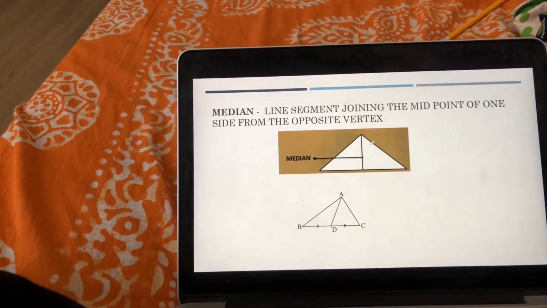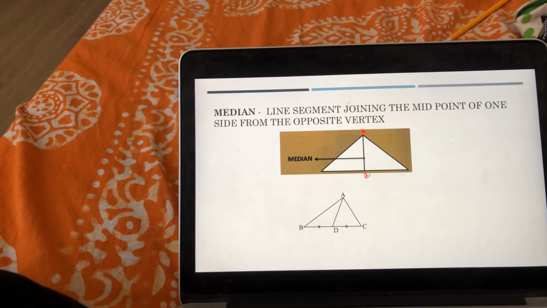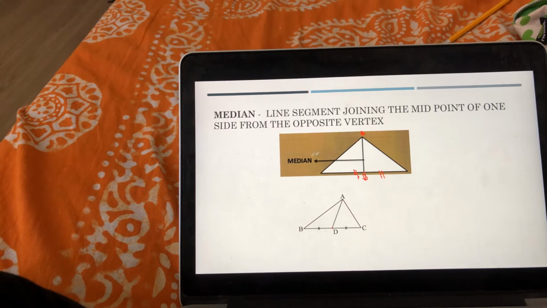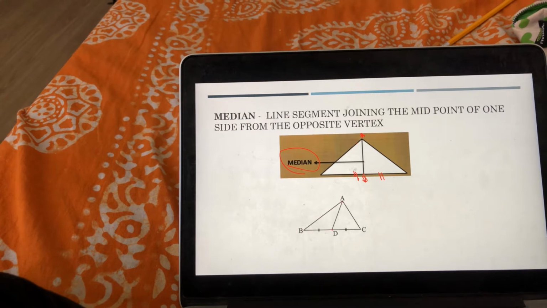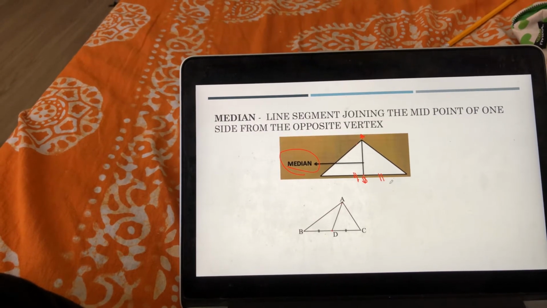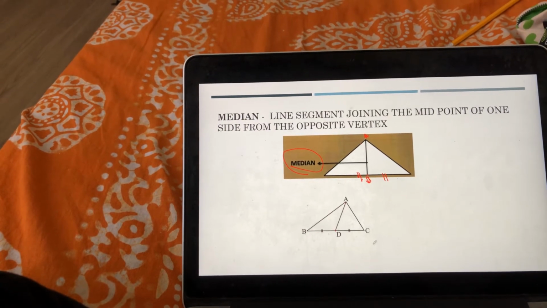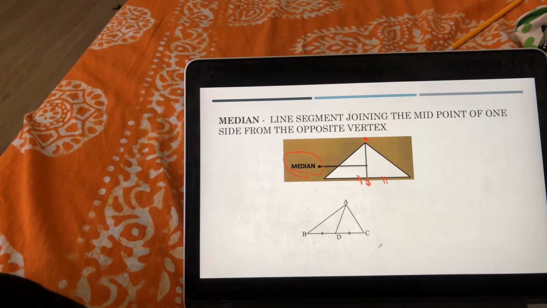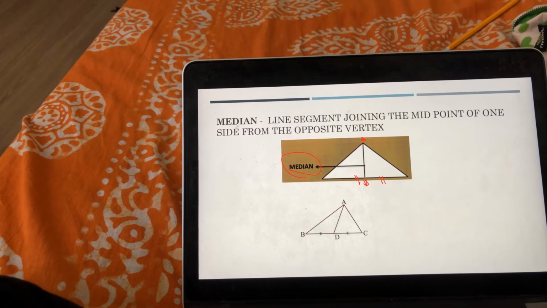If this is a triangle, and A is the vertex and D is the midpoint of the opposite side of that vertex, then AD is called the median. So any line segment joining a vertex to the opposite side at the midpoint of that side is called a median. Here AD is the median, BC is the side, A is the opposite vertex of BC, and D is the midpoint of BC. So a line segment joining a vertex to the midpoint of the opposite side is called the median.